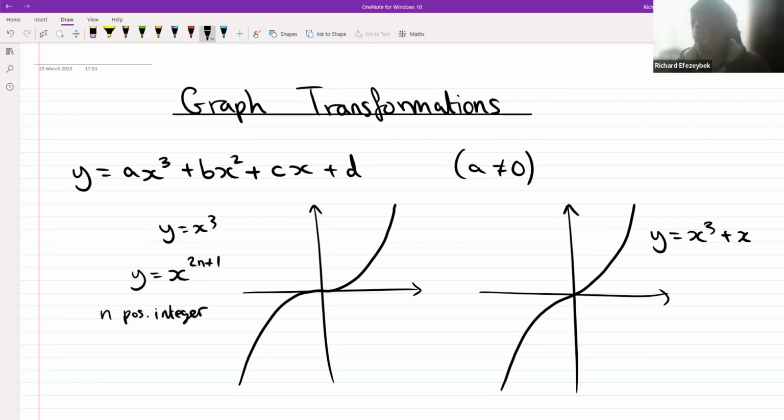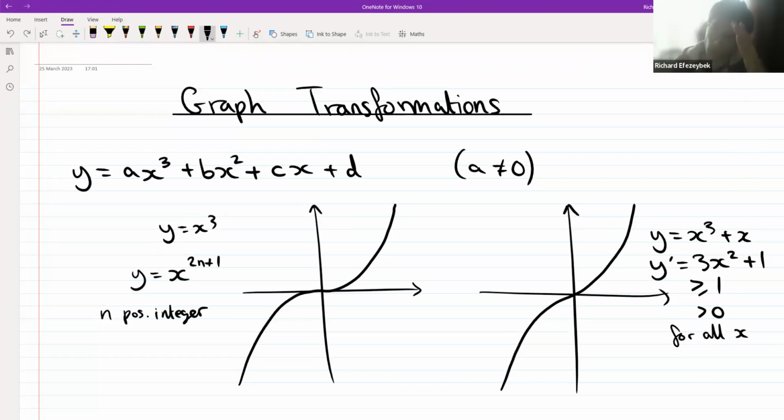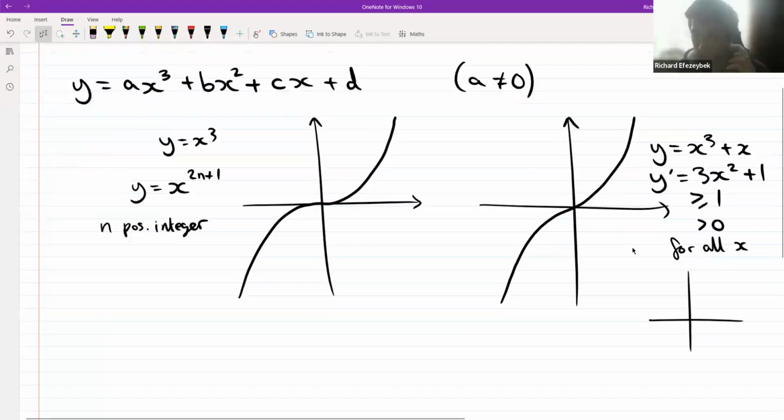We can prove that this graph is strictly increasing everywhere by considering its first derivative, which is 3x squared plus 1. And this is always greater than or equal to 1, which is greater than 0 for all values of x. In other words, its derivative is always greater than 0, exactly what we want. The graph is always sloping up. Another way we can view this is to sketch the graph of the derivative, which will look like this, strictly above the x-axis.